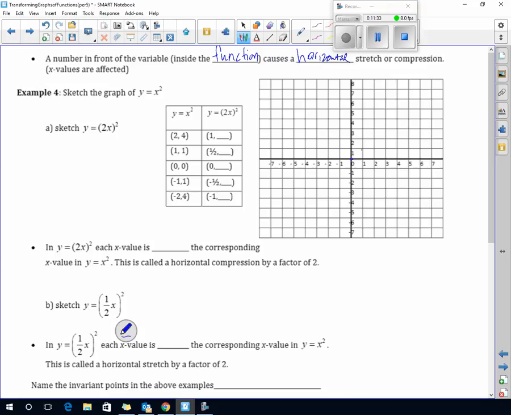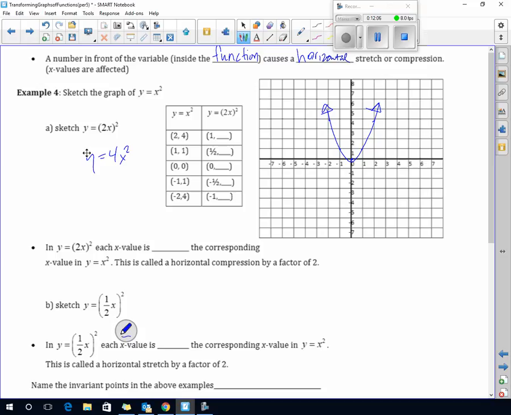So now what we're going to do is we're going to use this function machine. And I know everybody knows that you could just multiply this out and get y equals 4x squared. Okay, you know what it's supposed to look like. It looks like a skinnier parabola. We're not going to do it that way. We're going to do it as a horizontal stretch or compression because we're going to affect the input of the squaring function.